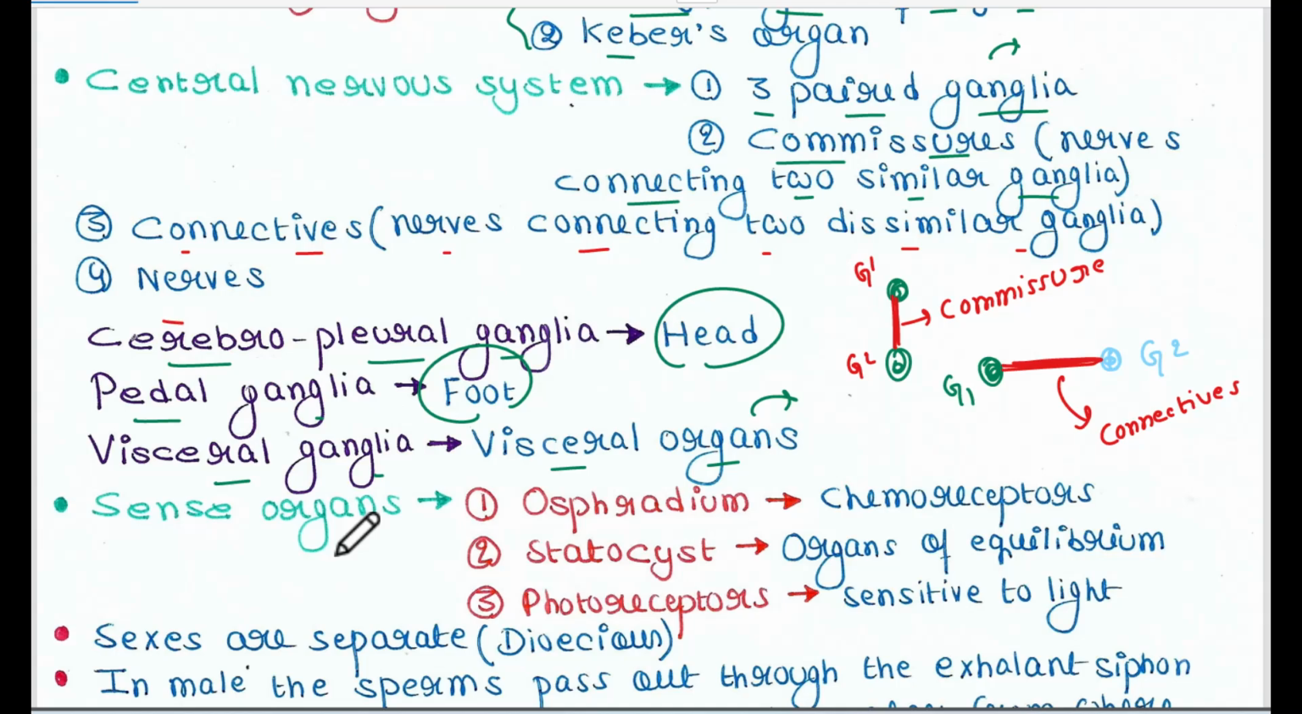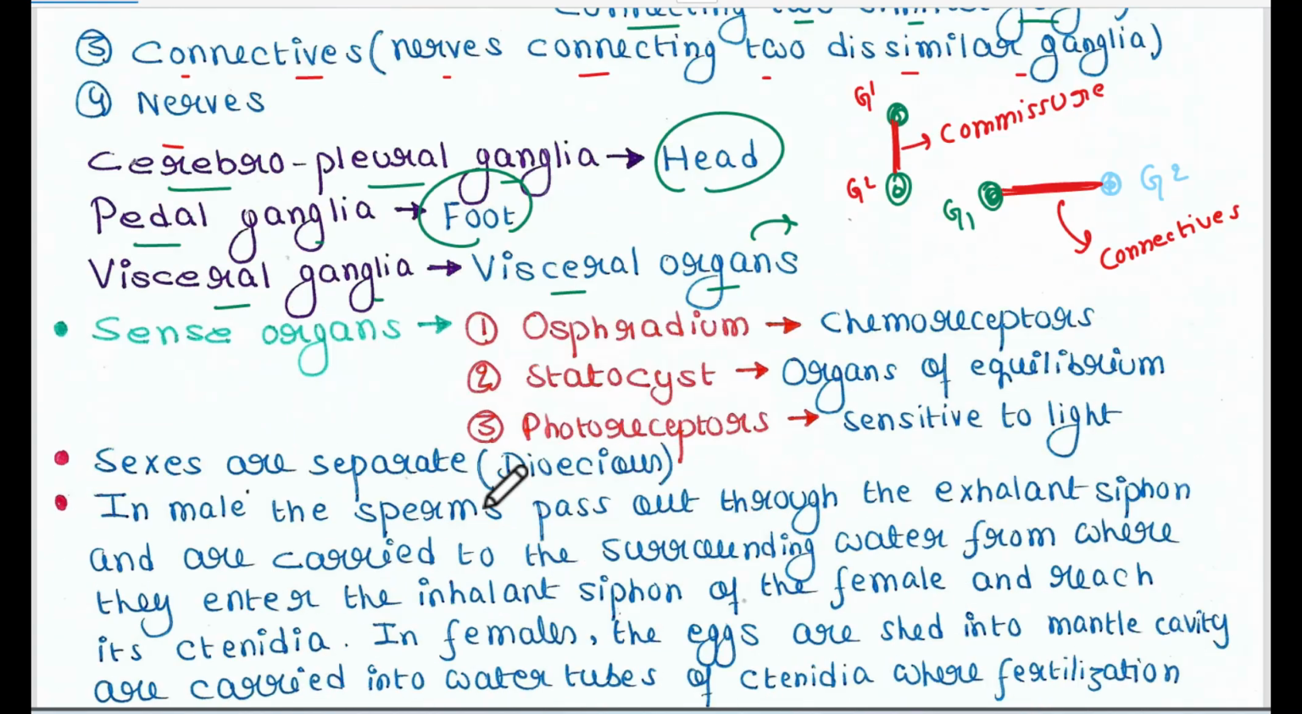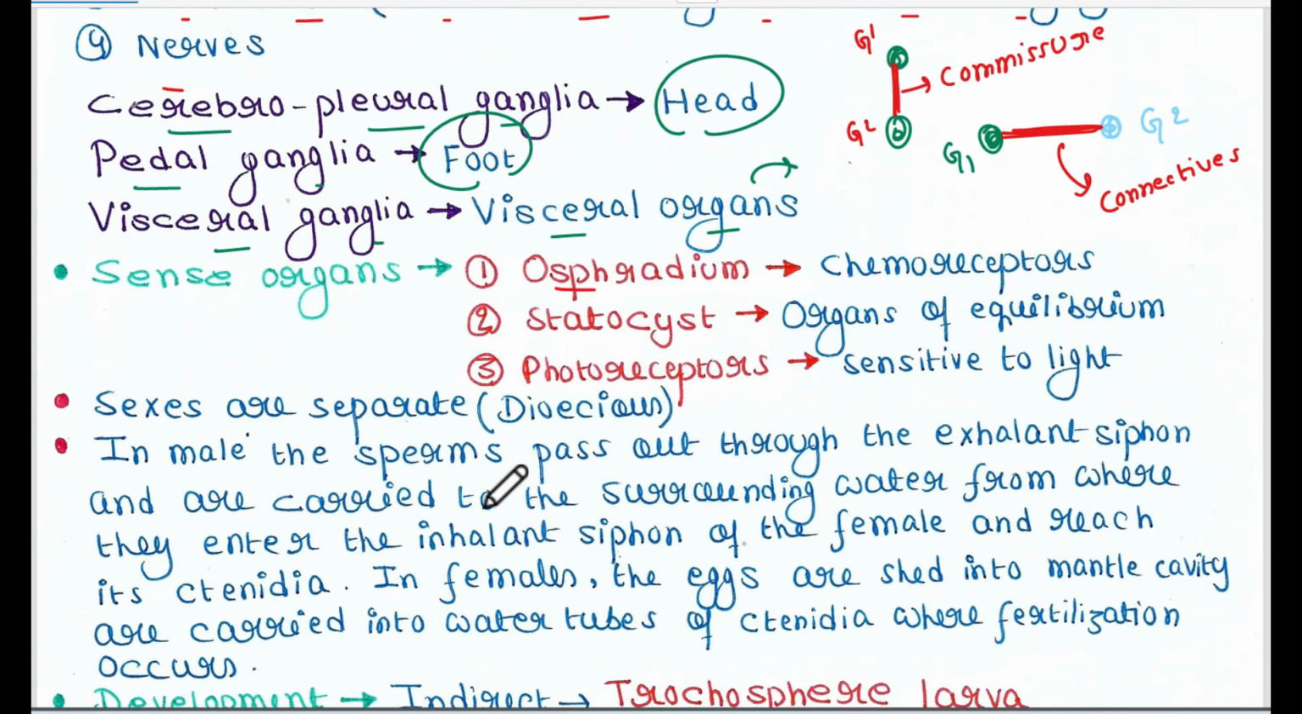Now sense organs. Sense organs are osphradium, which are chemoreceptors, and then statocyst, which is the organ of equilibrium, then photoreceptors, which are sensitive to light. And sexes are separate, they are dioecious, male and female are separate.